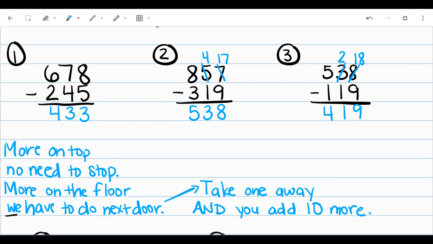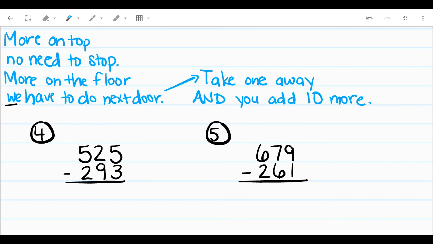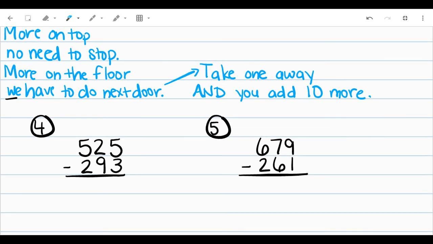Okay, so now let's move on to number 4. Remember, we always want to remember: more on top, no need to stop. More on the floor, we have to go next door. And when we go next door, we take one away and add 10 more. So let's look at number 4. We have 525 minus 293. We start in our ones place. We have 5 minus 3. There's more on top, so no need to stop. 5 minus 3 equals 2.